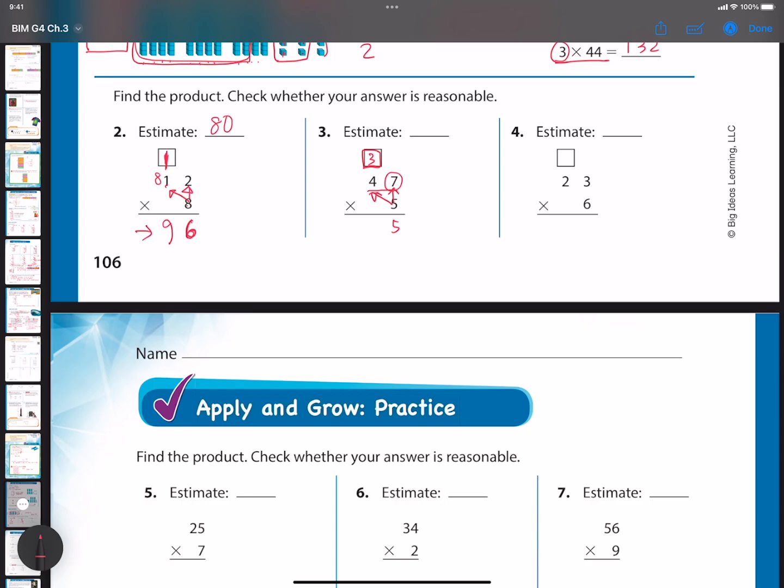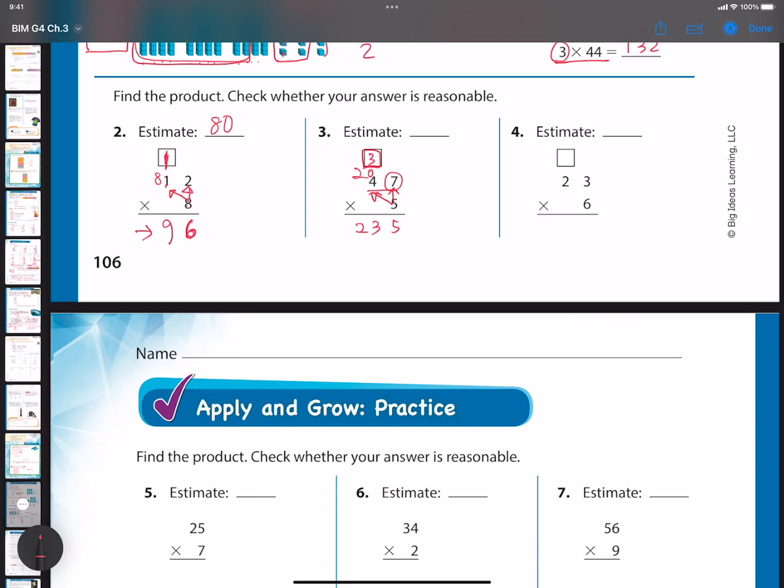All right, let's move on to the tens place. 4 times 5, 20. So when you add them together, 23. Make sense? So this is 235, but oh, I forgot to estimate.